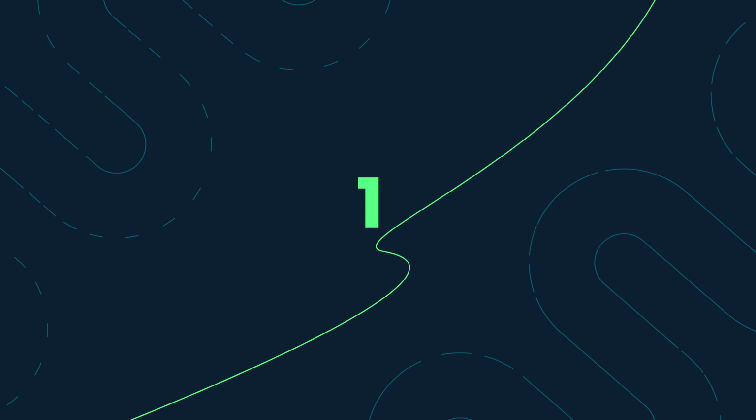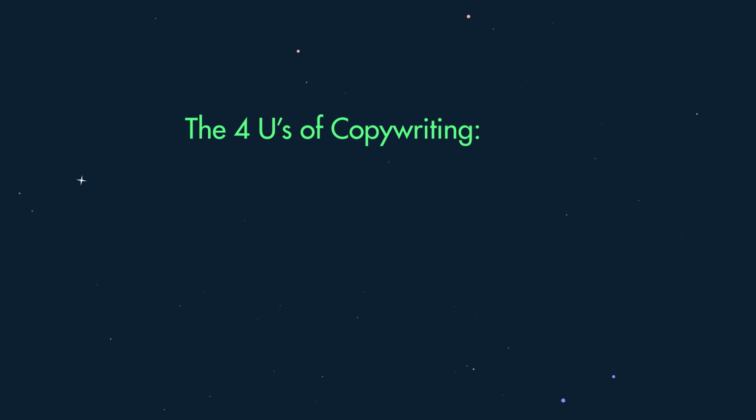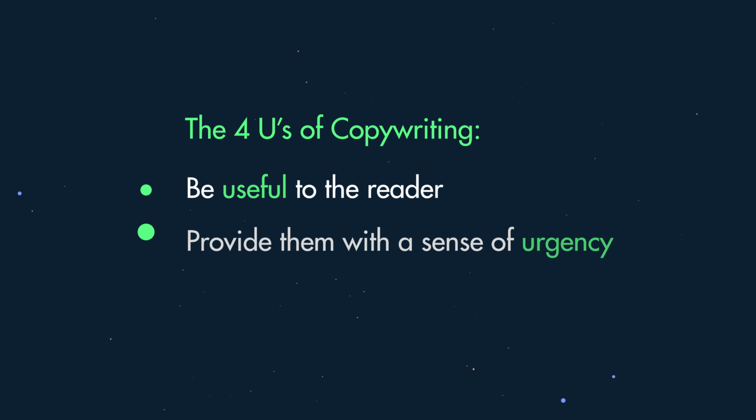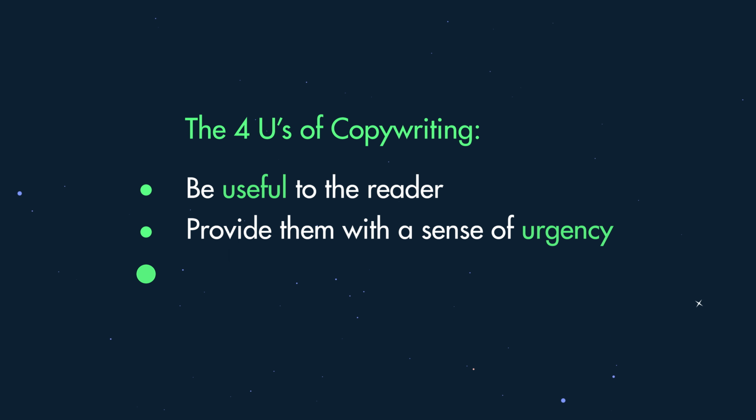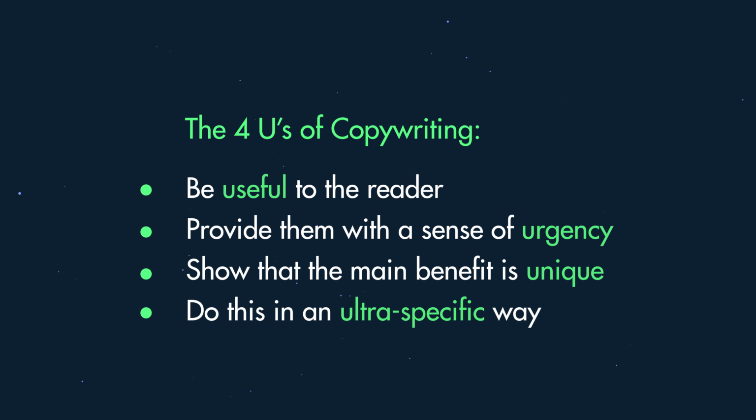There's no one-size-fits-all approach to writing copy, but there are some copy best practices that you can follow to improve your ad results. So here are our top 8 copywriting tips. Number 1, optimize your headline. Did you know that 8 out of 10 people only read headlines? And that's why you should spend roughly half of your time on the headline alone. The key to writing a great ad headline is focusing on the 4 U's. Be useful to the reader, provide them with a sense of urgency, show that the main benefit is unique, and do all of the above in an ultra-specific way.